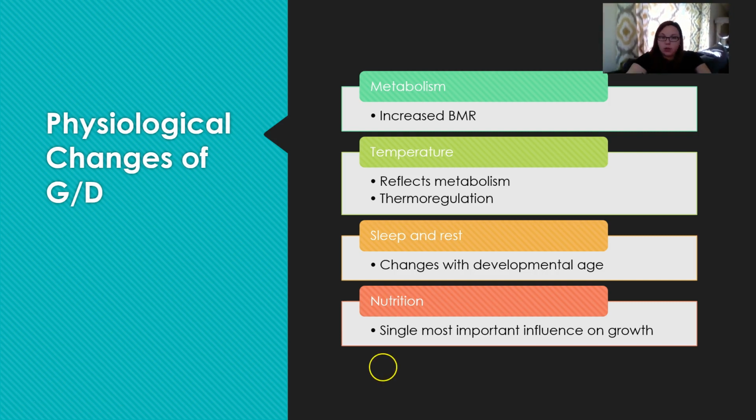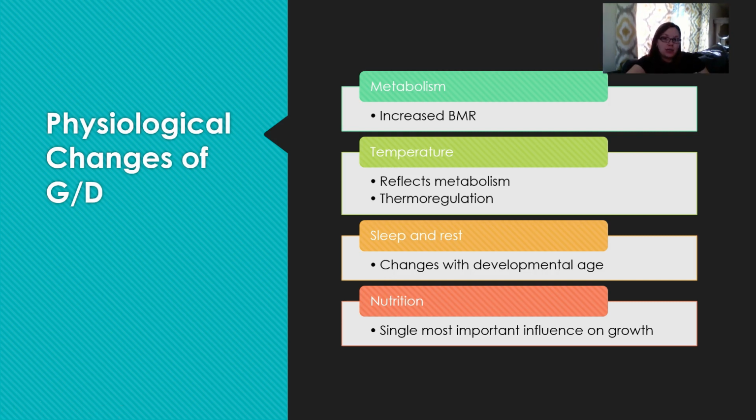Okay, so thinking about physiological changes that happen during growth and development of a pediatric patient, a couple big buckets here. So metabolism, temp, sleep and rest, and nutrition. These things change dependent upon the age and the stage.